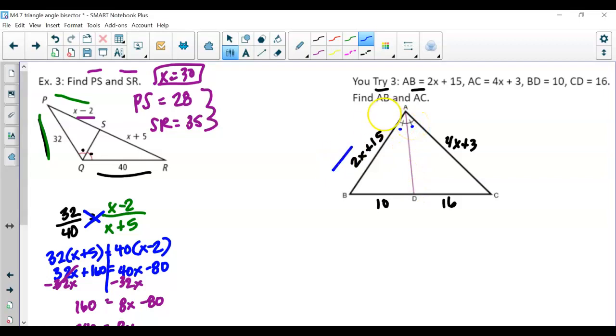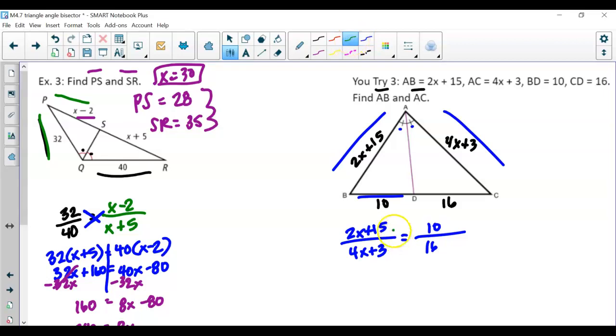So here we go. You should have set it up, right? So 2x plus 15 to 4x plus 3 is our ratio from our large triangle. That is equal to, so if you have 2x plus 15 in the numerator, then you should have set up 10. So 10 to 16. Now, just going through and starting your cross multiplying.